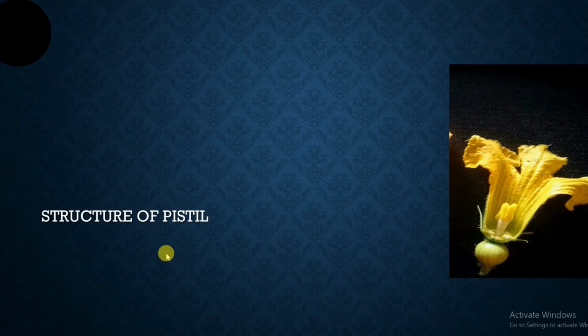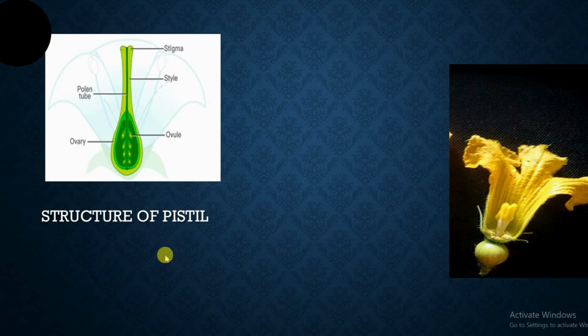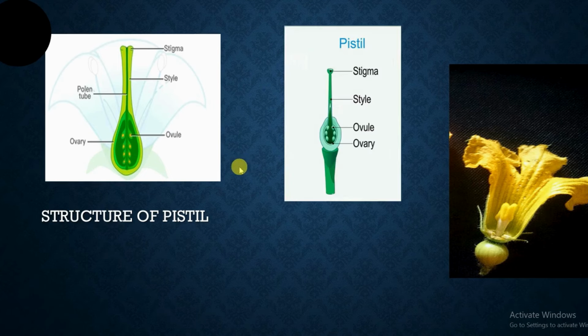Next, the structure of the pistil, that is the female part of the flower. The top part is the stigma, which is sticky at the top. Then we have the style, and then this part is called the ovary. The ovary contains the ovules where the female gametes are present. Each ovary can have more than one ovule. So this is the female part of a flower.